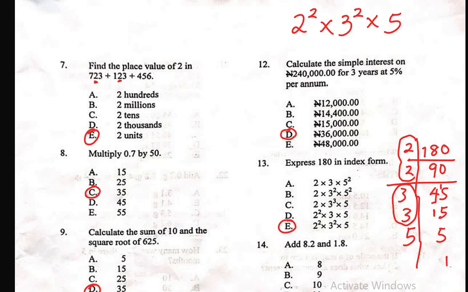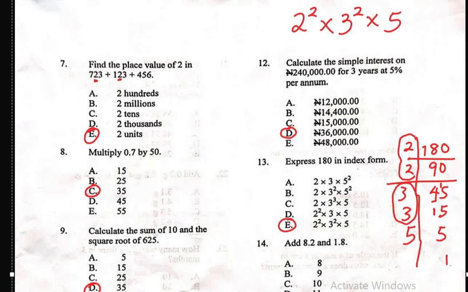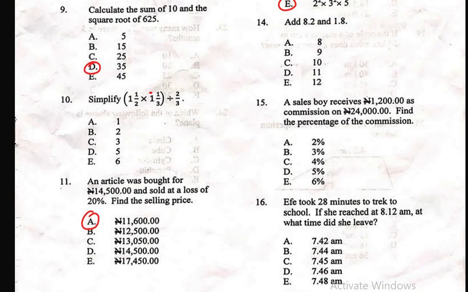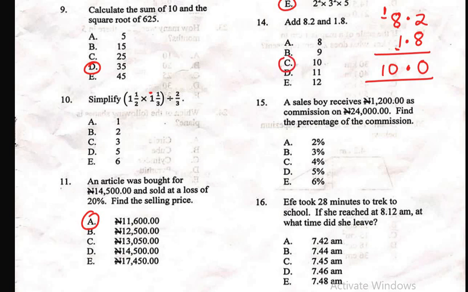Okay, we are going to scroll down to question 14. So I'll clean the board. Question 14 says, add 8.2 plus 1.8. 8 plus 2 is 10. You put 0 and put 1 here. 8 plus 1, 9 plus this one, 10. 10.0 is same thing as 10. The right answer is C.